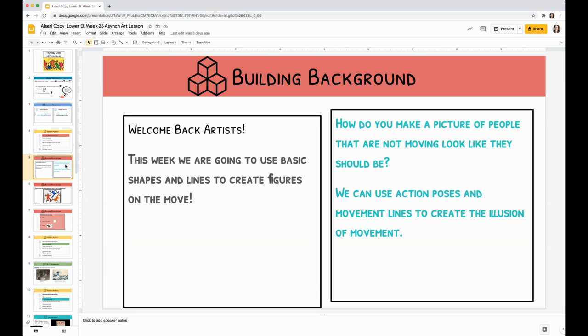We're going to start right with an overview of today's lesson. You're going to use basic shapes and lines to create human figures on the move. How do you make a picture of people that are not moving look like they should be moving? We can use action poses and movement lines to create the illusion of movement.